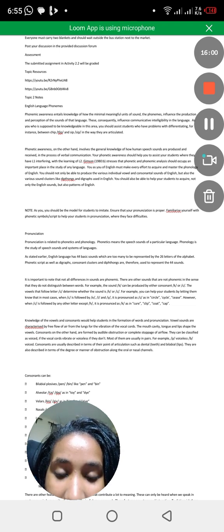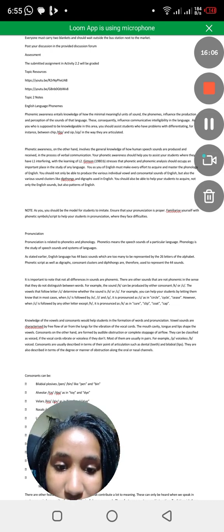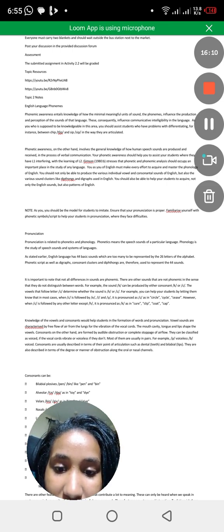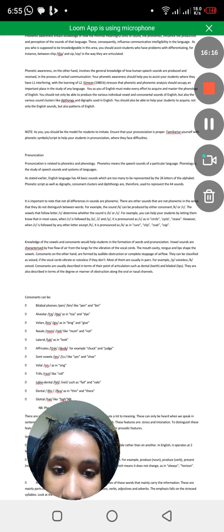There are other features related to pronunciation that control meaning. These can only be heard when we speak in sentences or in larger units of sentences, like in dialogues or speech. These features are stress and intonation. So stress means the force by which the voice bears on another.